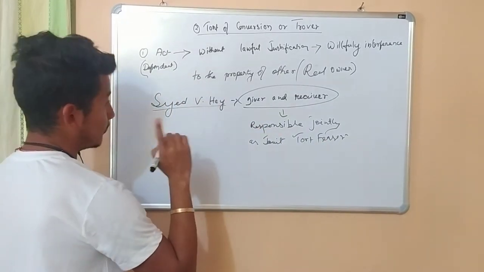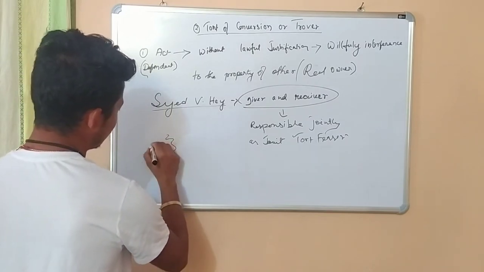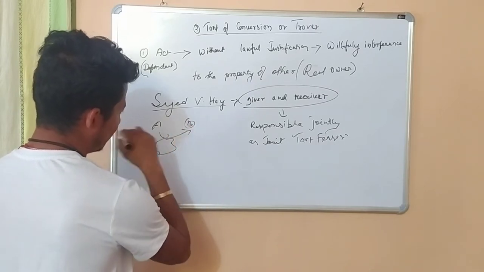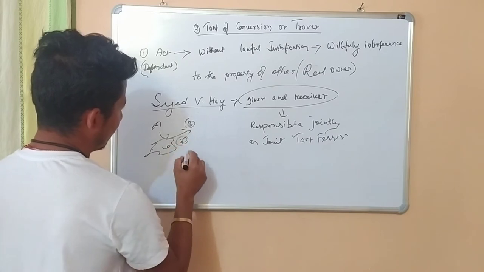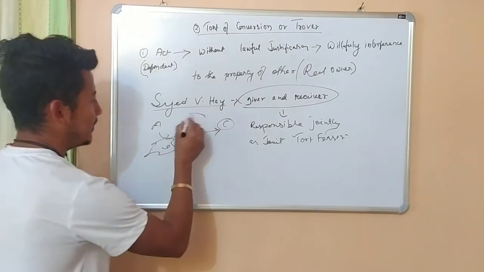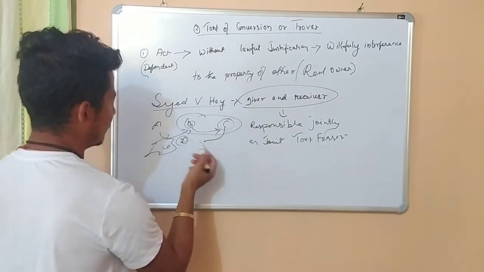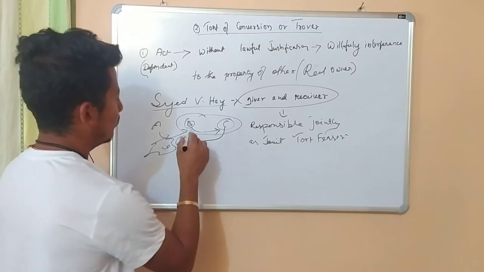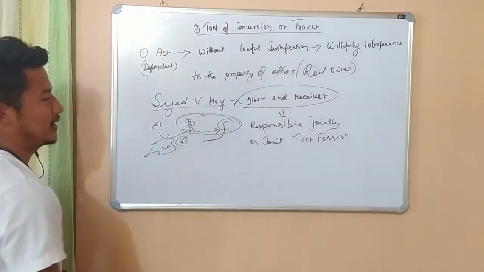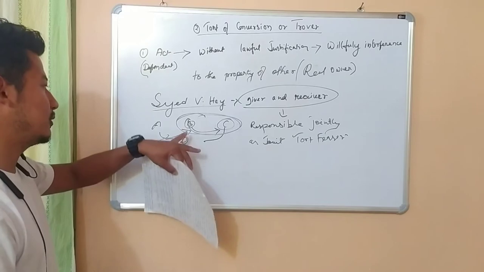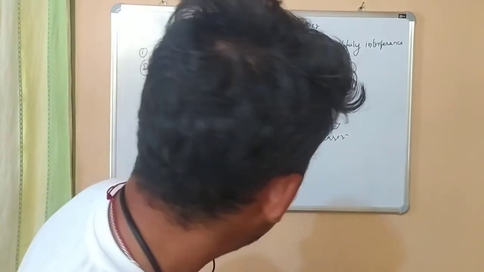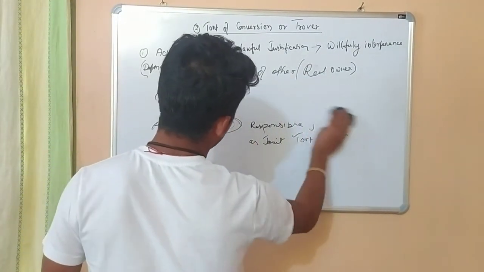Take the example of that horse again. There is a horse of A, and he gave that horse to B on hire. B hired the horse for 2 days and sold a similar horse to C. Now both B and C, because B also did not inquire before purchasing the horse who the real owner is, will be held responsible as joint tortfeasors, because both persons have committed the tort of conversion. So this was the case of Sayyid versus Hay.